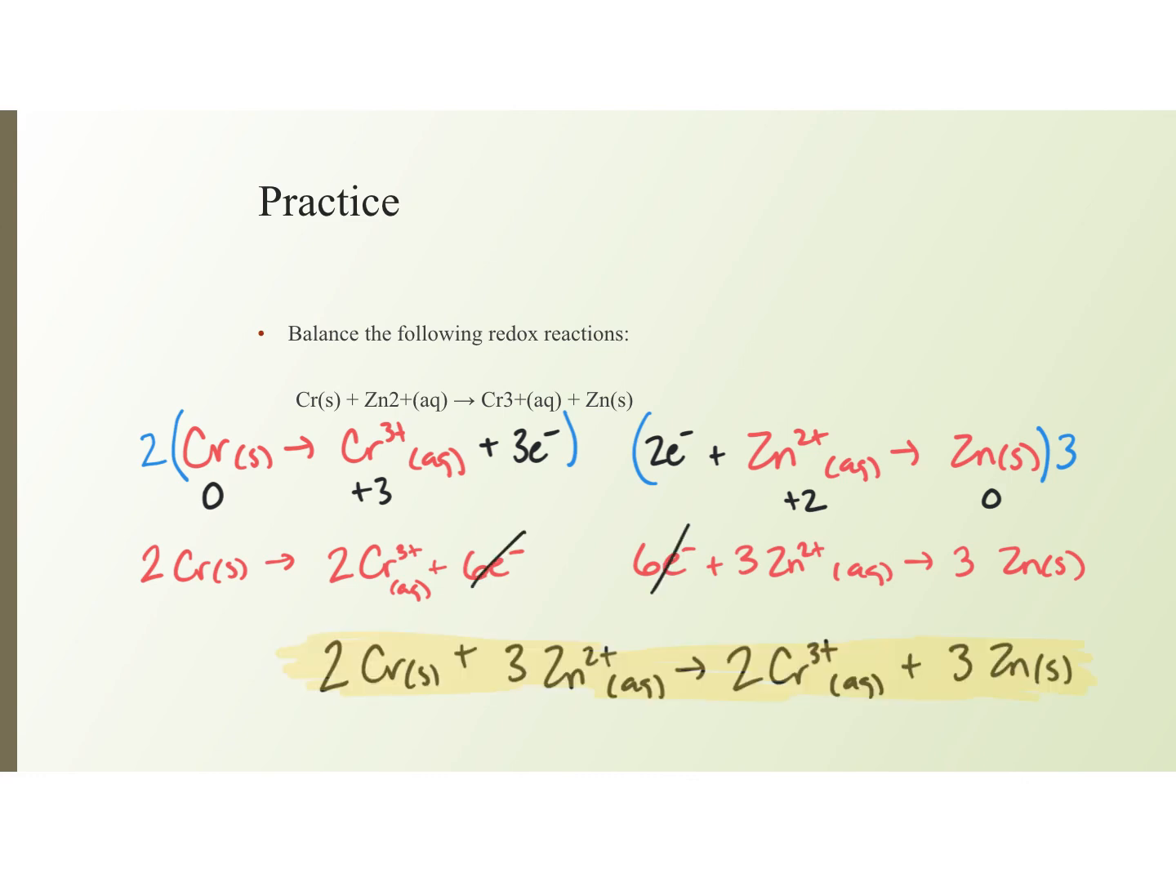So when you combine these 2 half reactions, this should be what you get overall. Notice that you want the electrons to cancel, which they do in this case. And make sure you take note here that the chromium went from an oxidation number of 0 to 3 plus, while the zinc went from an oxidation number of 2 plus to 0. So that means that chromium was oxidized while the zinc was reduced.